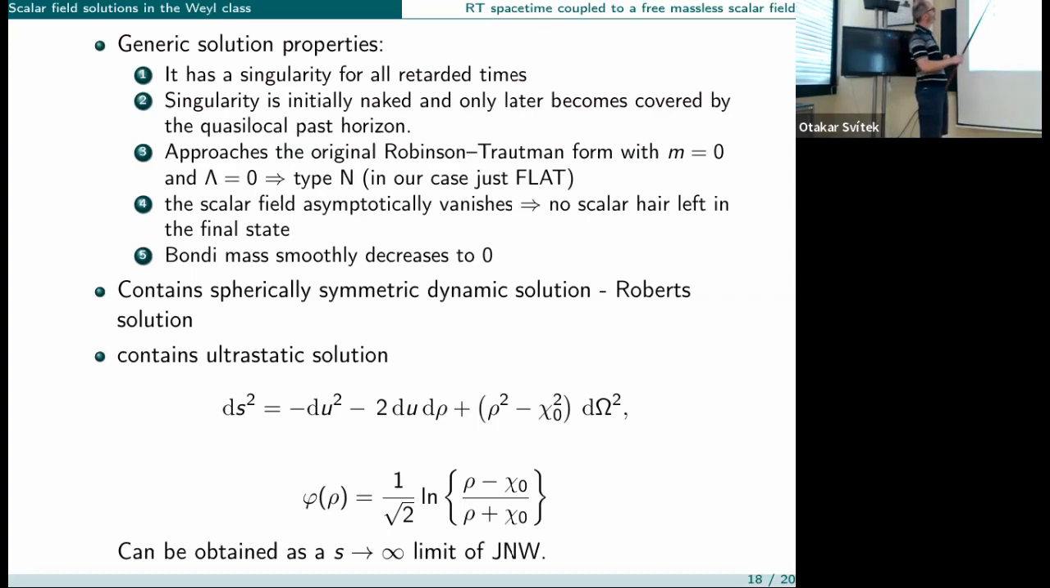And the scalar field makes, again, as in the vacuum, a singularity that is present for all retarded times. But curiously, the singularity is initially naked, and only at later retarded times does it become covered by a quasi-local horizon, which is the same as, for example, in Weyl. In Weyl, one can as well have cases that behave similarly, so it's not completely strange. And then when one evaluates the asymptotic behavior of the solution, namely this U infinity limit, one realizes that one does not attain any black hole type space-time, but something that is just flat. This is what they call quasi-local horizon.